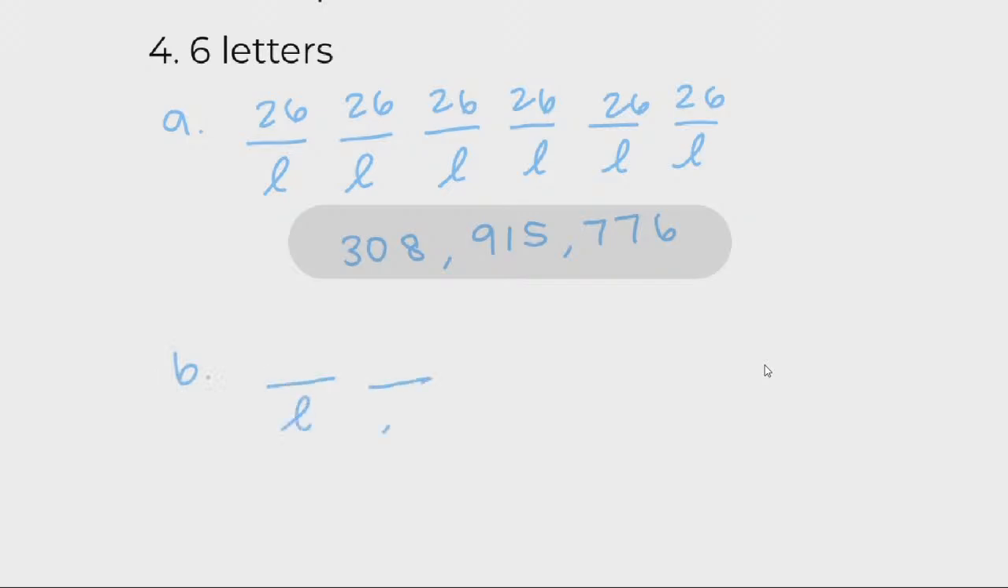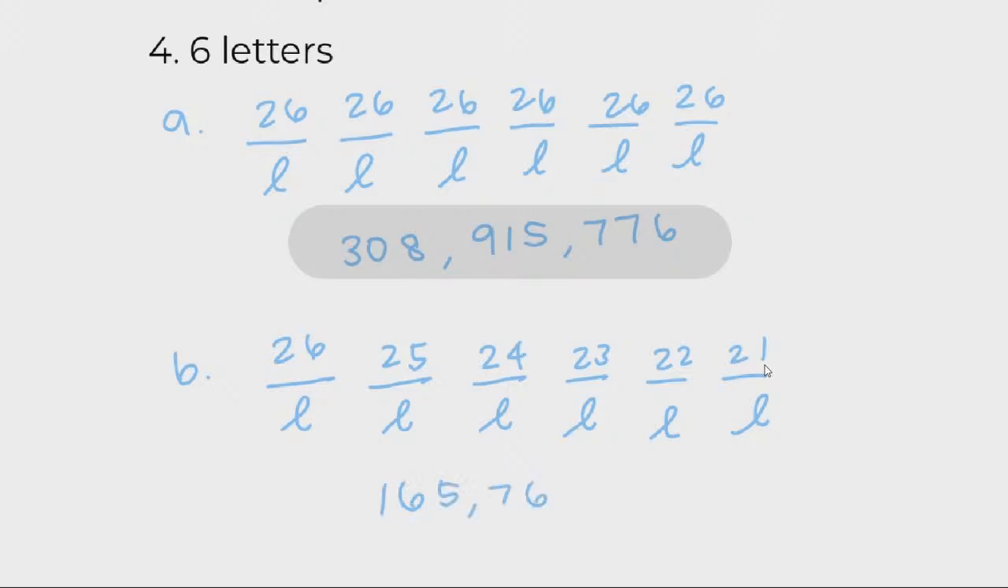And for part B, this is where we're not allowed to repeat. So for the first letter, we have 26 choices. After we choose a letter for the first spot, we only have 25, then 24, 23, 22, and 21. And that'll be 165,765,600.